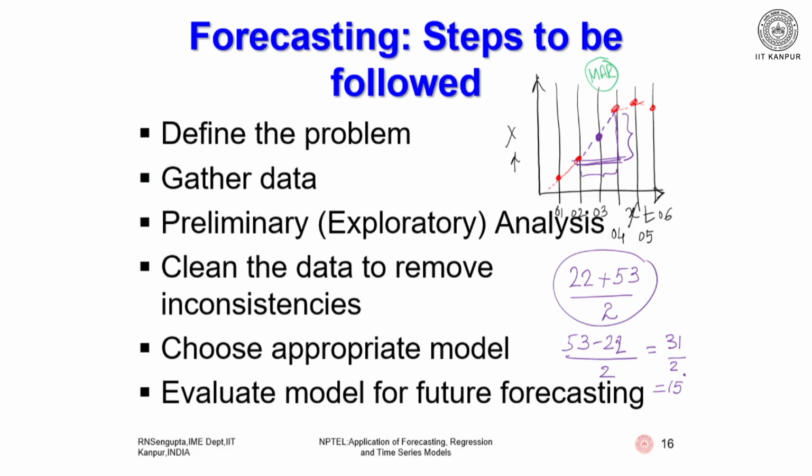So, if the month of February was 22, then approximately for March, and this is an approximate value, it would be 22 plus 15, which comes out to be 37. If I utilize this 37 value to find out April, it will be 37 plus 15, which comes out to be about 52, and 52 and 53 almost exactly match. So, this is a simple way of extrapolation.